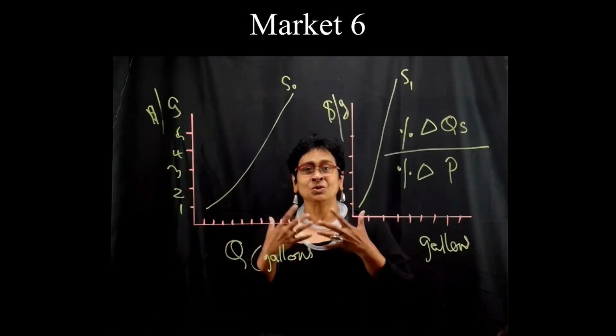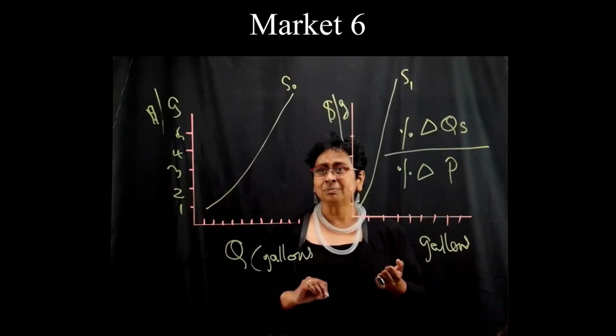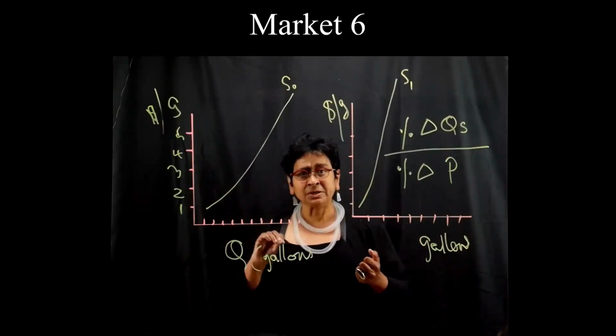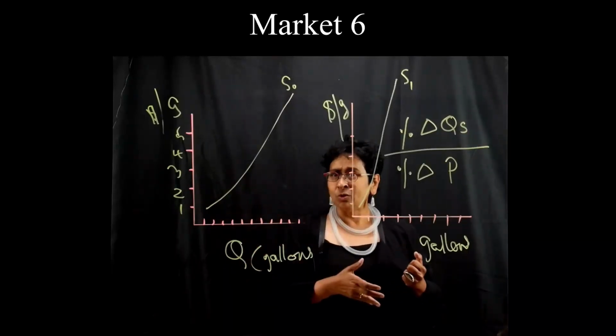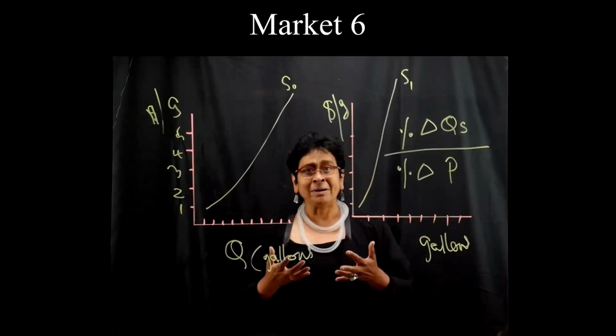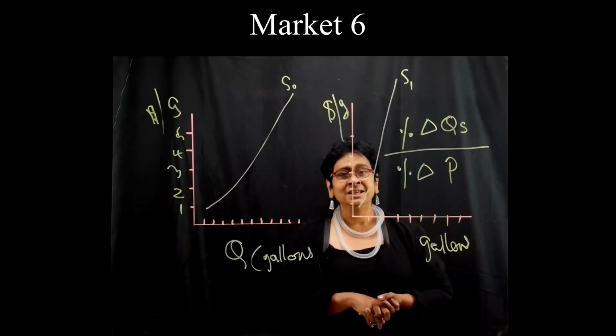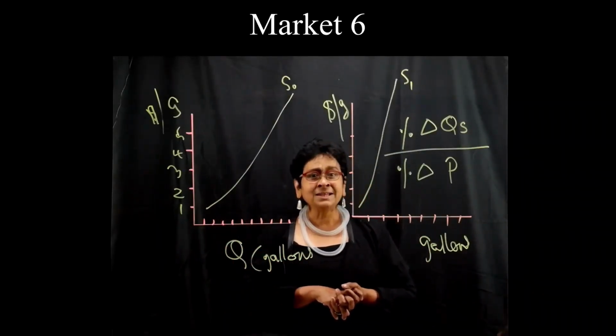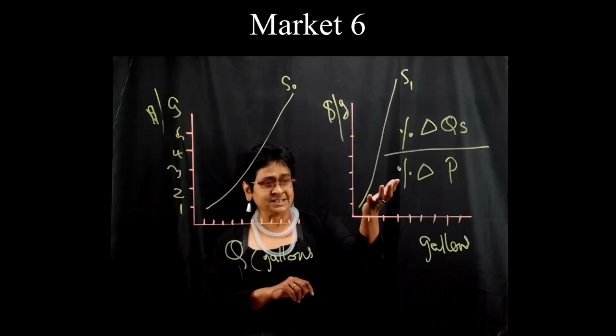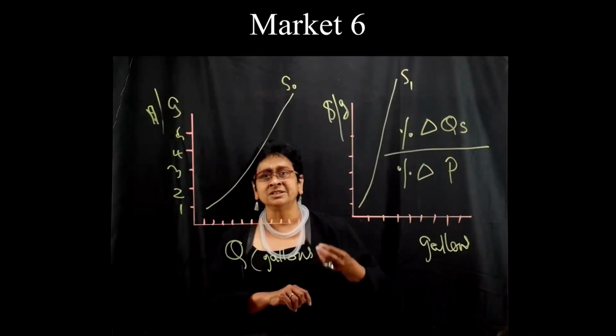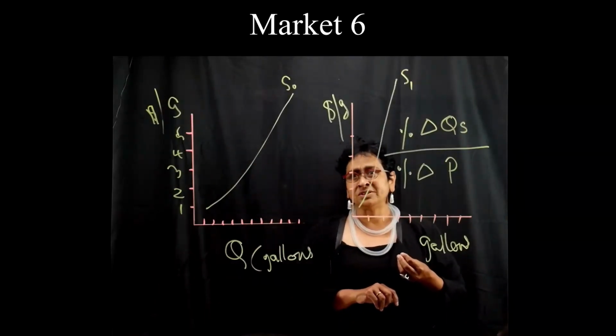So that is what we learned about supply. We learned about the law of supply. We learned about the relationship between price and quantity supplied. We learned about shifts in the supply curve in response to changes in supply conditions. And we learned about the idea of elasticity, which is the responsiveness of quantity supplied to changes in the price.